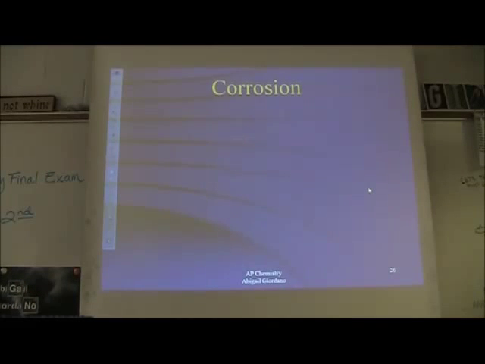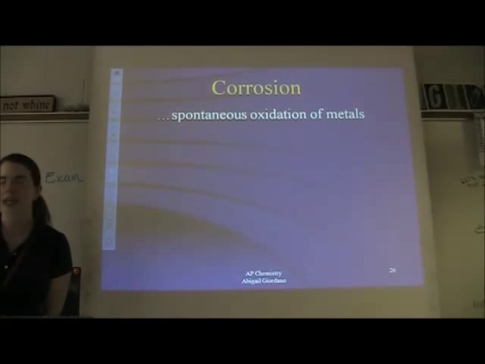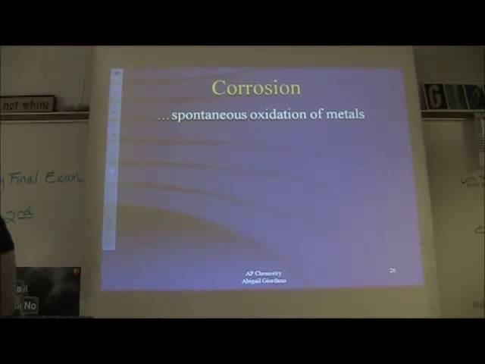Okay, here's another real world concept we need to talk about. Corrosion. Ladies and gentlemen, that word is defined as the spontaneous oxidation of metals. Now, you guys know I have a zillion pet peeves. If anyone's keeping track, you can add another one to the list. What's a more common word that most people use instead of corrosion? They would say something is rusting.